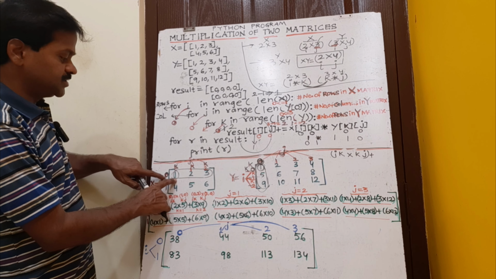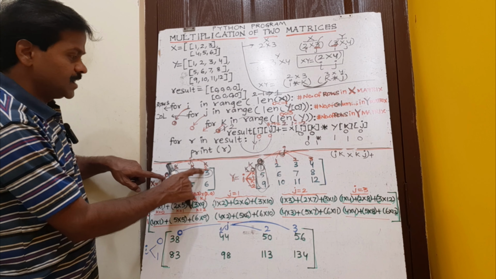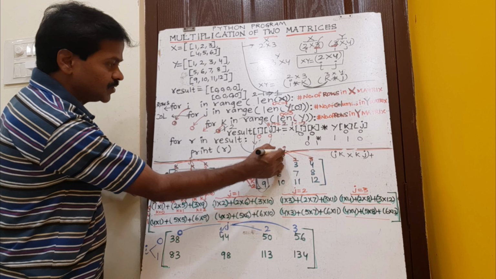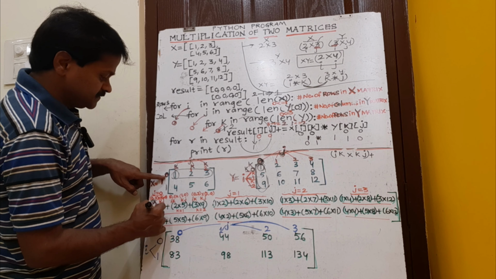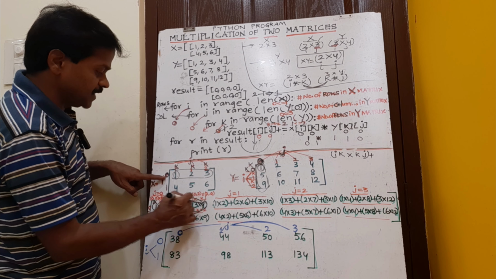Here this value I is 0 only. But K is only incremented here. In this, J will be 0 only, constant for all the values, for these three values.